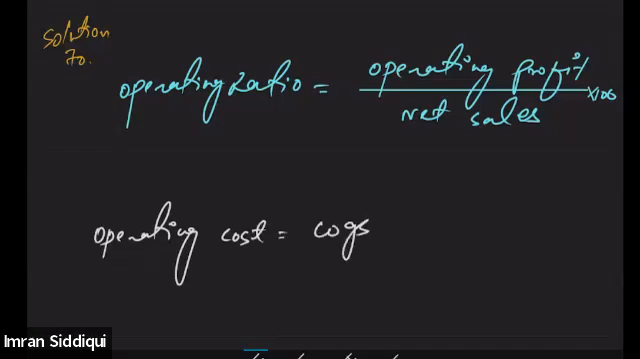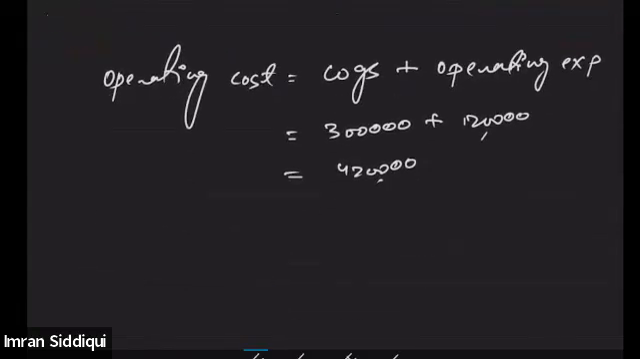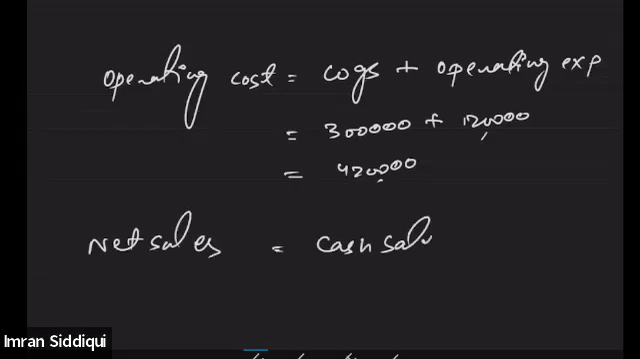This cost of goods sold plus all operating expenses added together will be considered as the operating cost. So 3 lakh is the cost of goods sold given in the question, and operating expenses is 1,20,000. Adding them together, we'll get 4,20,000. Okay. Now we also need revenue from operation, that is sales. We also need net sales. Cash sales is already given in the question.